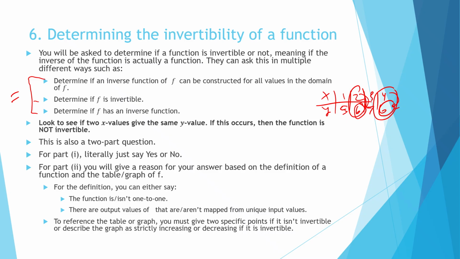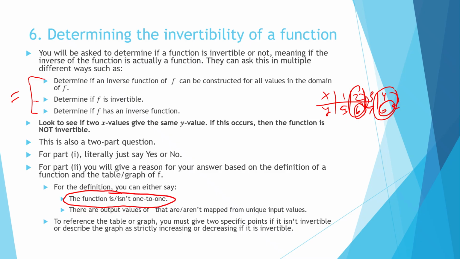For part 1, all you have to do is just say yes or no. Part 2, you'll give a reason based on your answer, and so you need to talk about two things. One is just the definition of what it means to be invertible. Here, I've had you guys memorize the function is or isn't 1 to 1.